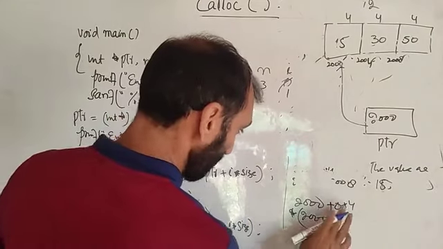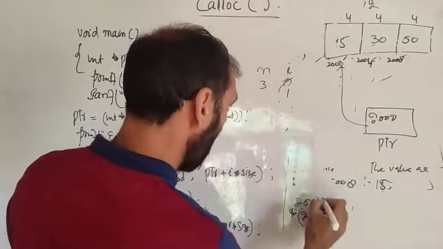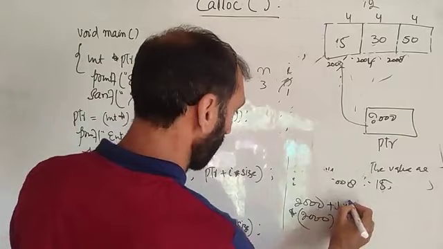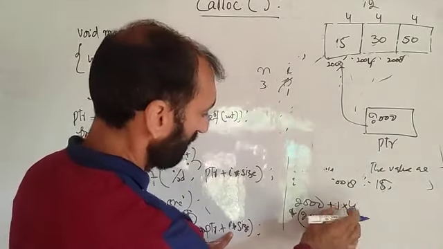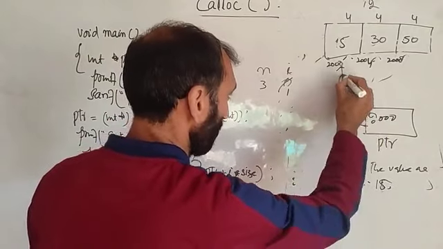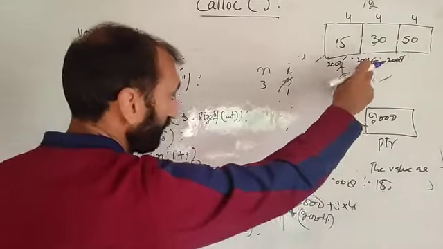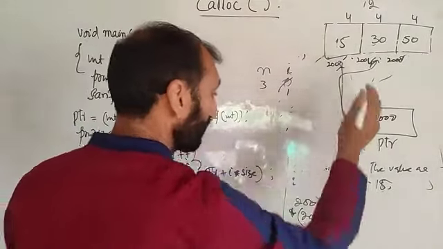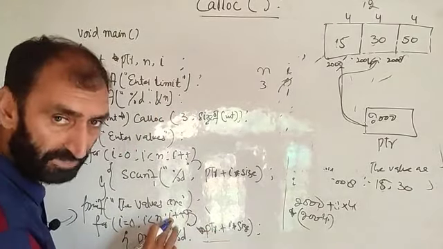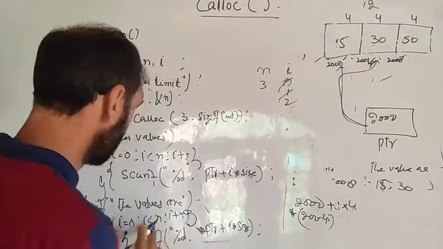Print here, now it will get calculated. ptr, again, is 2000 plus i, at this moment i is 1, into size 4. 4 into 1 equal to 4. 4 plus 2000 equal to 2004. So this pointer will move to this location and it will print the value at 2004, that is 30. So 30 will get printed. Again the loop will get updated. i plus plus, it will become 2. 2 is less than 3, the condition is true.